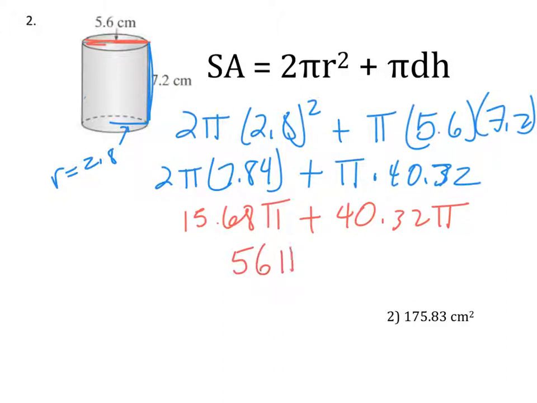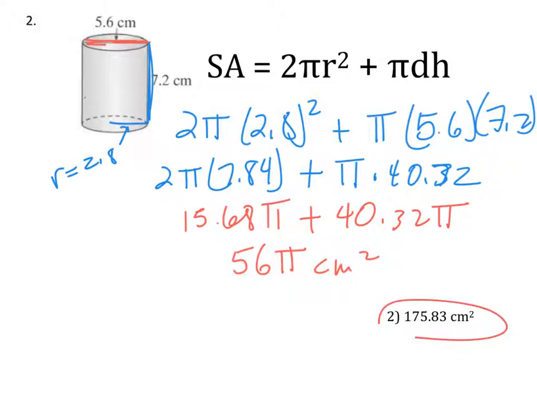So 56 pi. And if I said leave in terms of pi, you'd say centimeters squared and be done. Again, you're only able to add them because they both had pi on them. If they didn't have pi on there, you can't add them. Now, I did not say leave in terms of pi, so you multiply by 3.14, and we get, so let's see, do that again. 3.14 times 56 is 175.84.